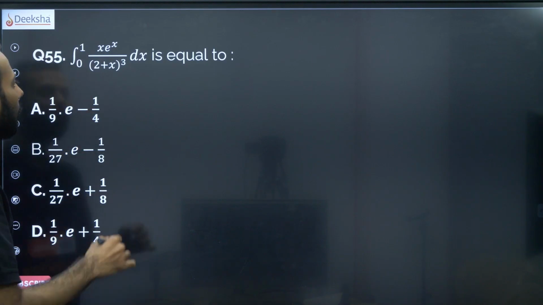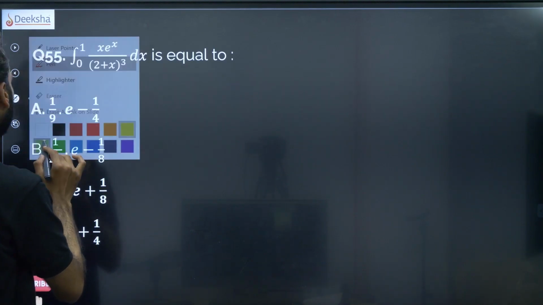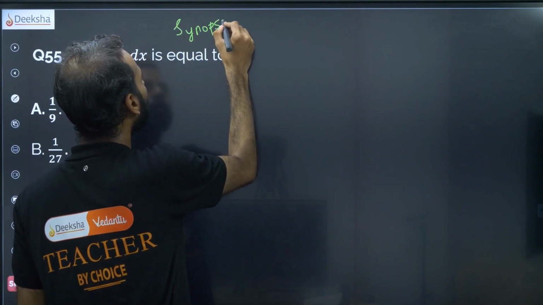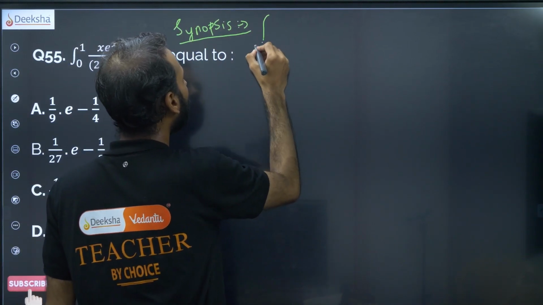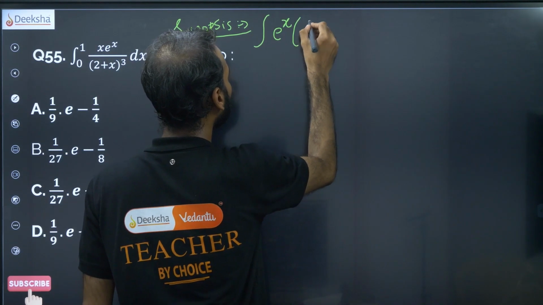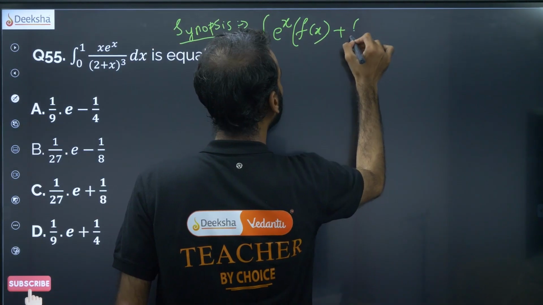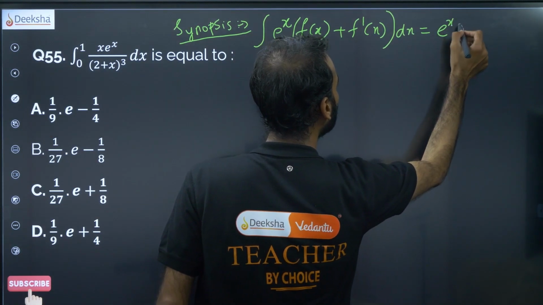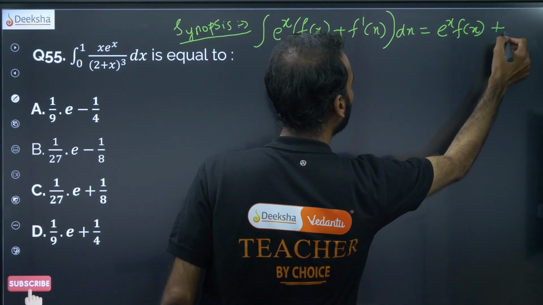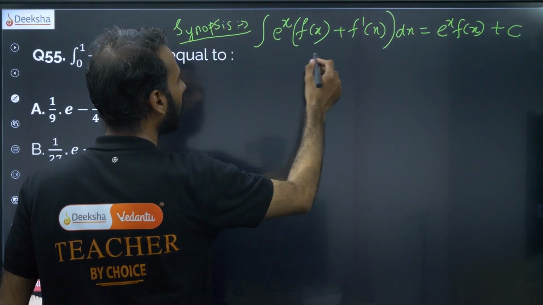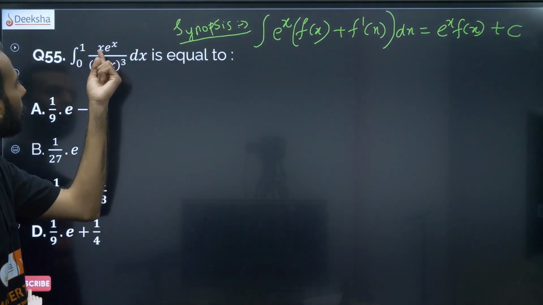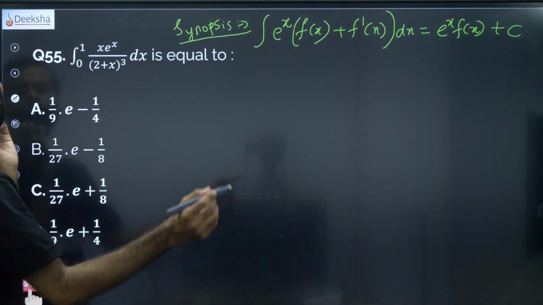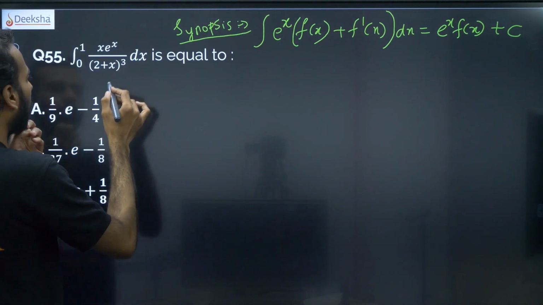This e raised to x, try to recall the synopsis for this. Synopsis: integration of e raised to x, f of x plus f dash of x dx is e raised to x f of x plus c. So the synopsis is this. The moment you see e raised to x, this synopsis should come to your mind. Now how to use this formula in solving this problem, I will tell.